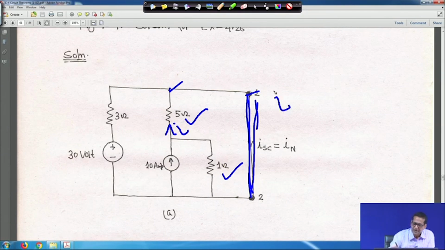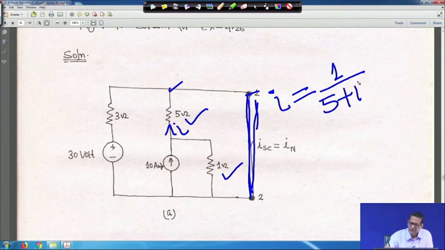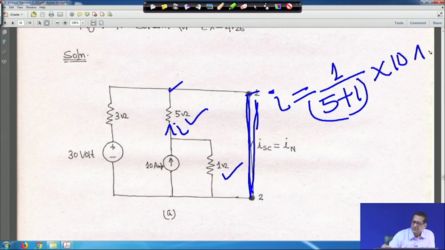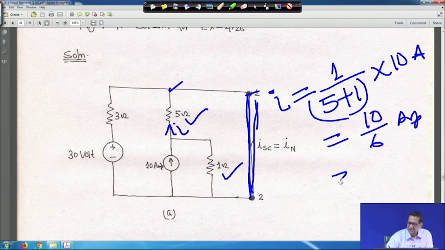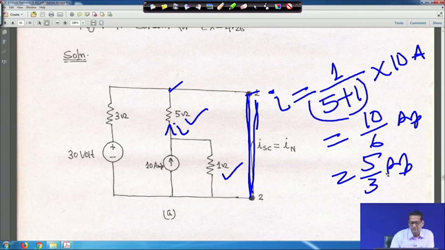In that case, using current division, because 5 and 1 are in parallel, I should be equal to 1 divided by 5 plus 1, into 10 ampere. So, basically it will be 10 by 6 ampere, that is 5 by 3 ampere, that is the current flowing through this.